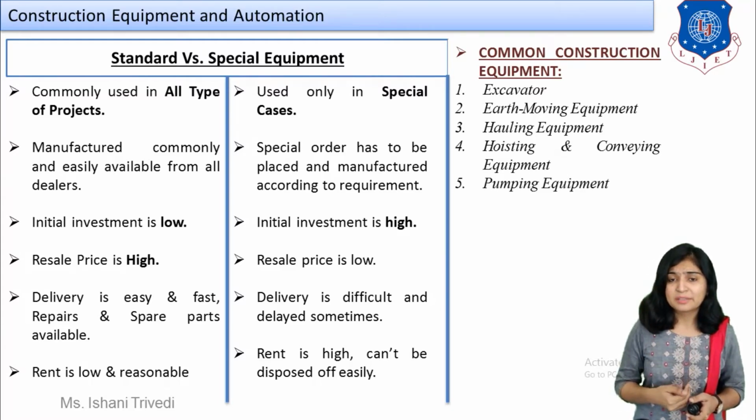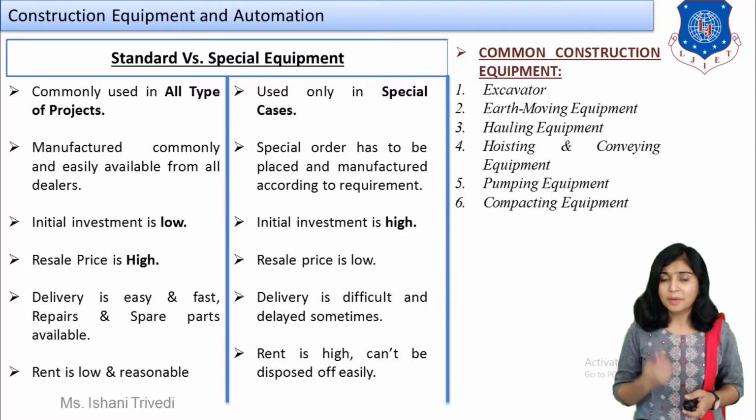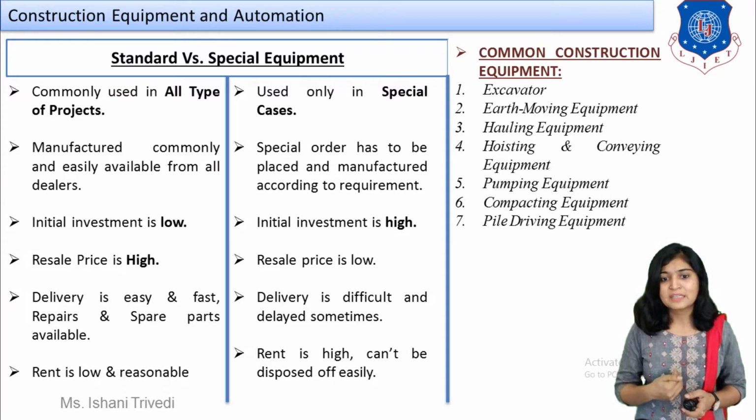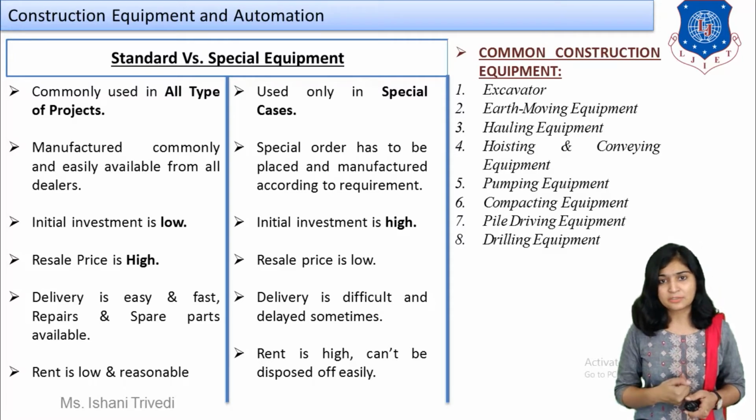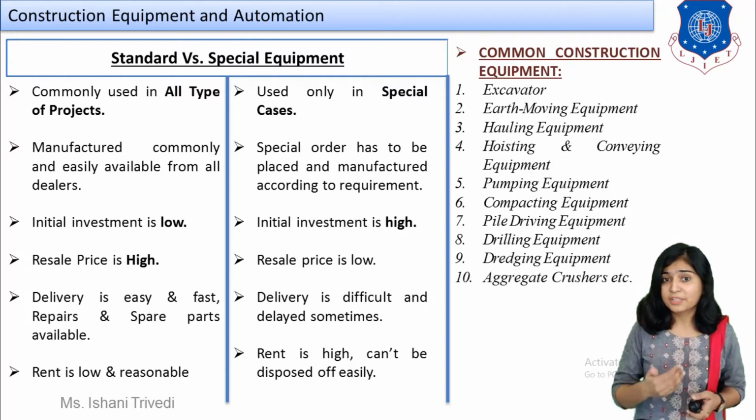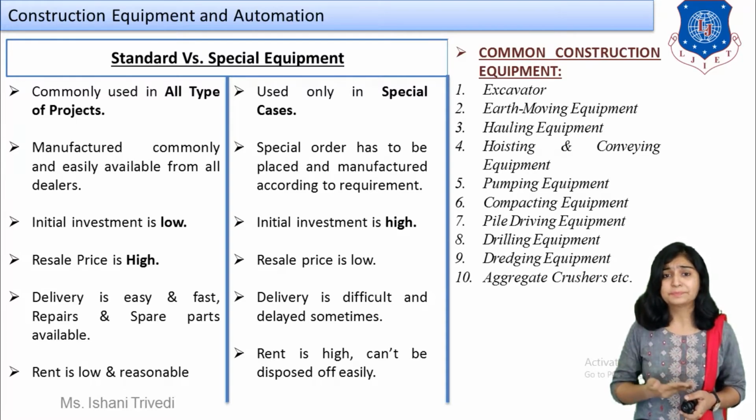Then we have hoisting and conveying equipment, that is belt conveyors. Pumping, that is concrete pumps, are available for forcing the concrete to a greater height. Then we have compaction equipment. You have studied that in concrete technology. Pile driving is also studied by you. Then we have drilling equipment. You know what is a driller. Dredging equipment, you have studied about the dredging work in the topic related to caissons, right? You have to carry out the dredging work, excavate the seabed. Then we have aggregate crushers, right? So these are the most common types of equipment which are studied in your academics and which you are also supposed to know in detail.